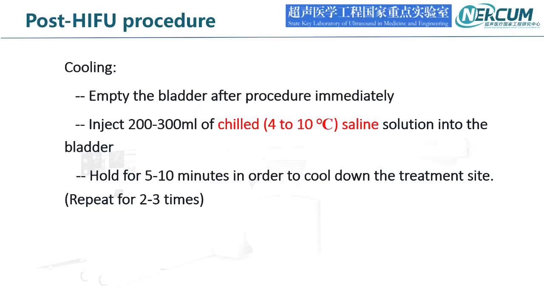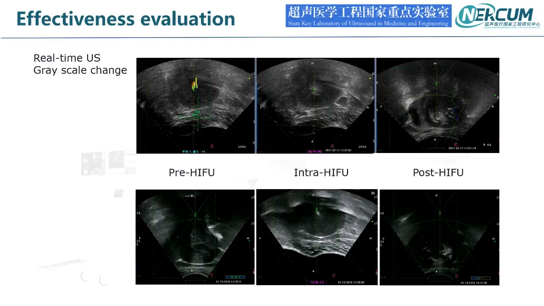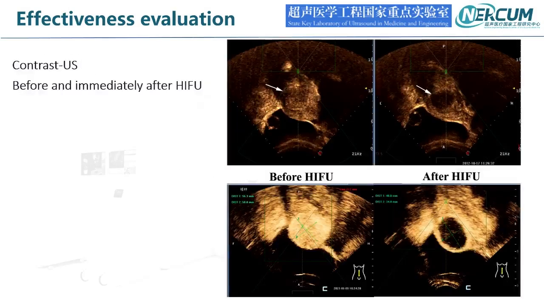First of all, we need to empty the bladder and rinse the bladder with cold saline water, so as to cool off the operation areas. So we need to keep the saline water in the bladder for more time after the operation, so as to remove the heat inside the uterine, so as to prevent the heat damage, the thermal damage, or the nervous stimulation.